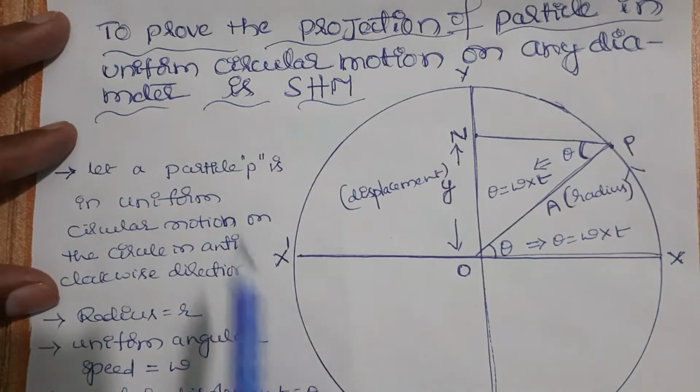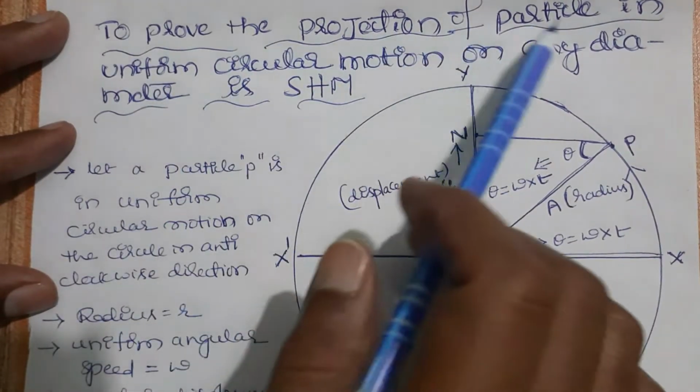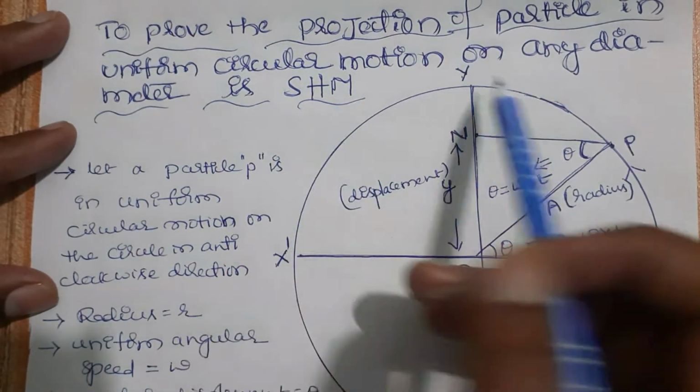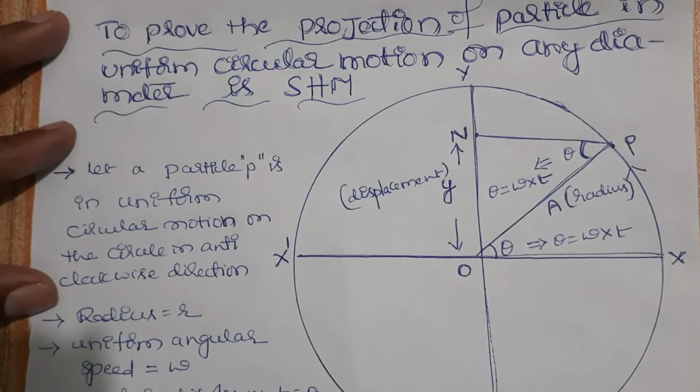So, an important topic: to prove that the projection of a particle in uniform circular motion on any diameter is SHM. It means that we want to show that the point of projection of a particle which is in uniform circular motion is a simple harmonic motion.